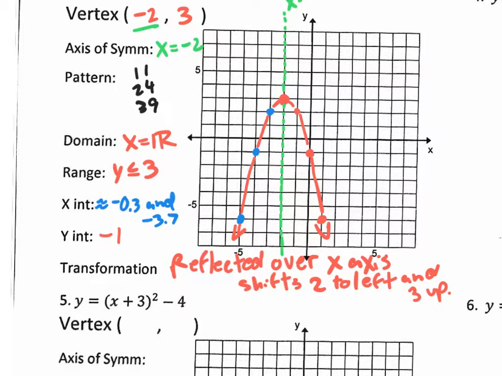Again, the transformation that we want to describe is that it got reflected. The parent graph would normally open up here. It opened down. That's why it's opening down. So the first thing we say is that it got reflected over the x-axis, and then after it opens down, it got shifted 2 to the left and 3 up. So that's the complete description of the transformation from the parent graph to this new parabola. Opens down and shifted 2 to the left and 3 up.